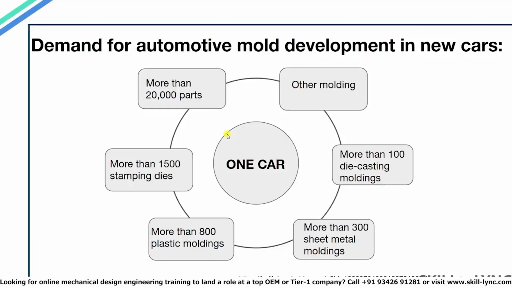This diagram shows the number of molds required for the manufacturing of an average car. You can see that more than 20,000 automotive parts require molds, which includes 1,500 stamping dies, 800 plastic moldings, 300 sheet metal moldings, and more than 100 die casting molds.